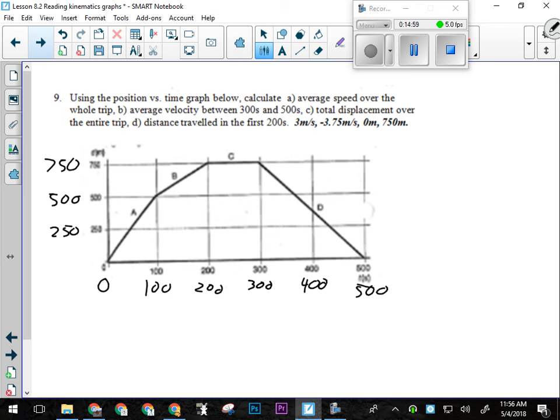All right, so it's a position versus time graph. Okay, so this is in meters now on the y-axis. This is in seconds here on the x-axis. So position versus time graph. Okay, see if you can calculate the things it asks for.